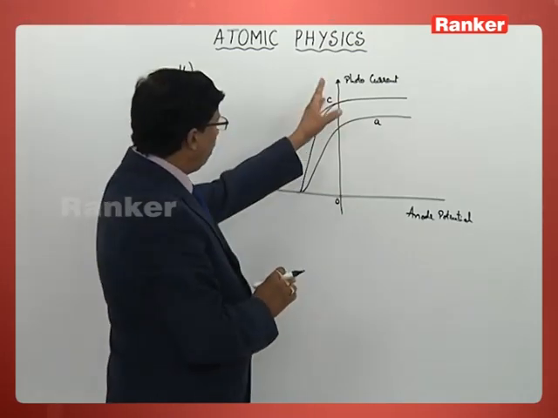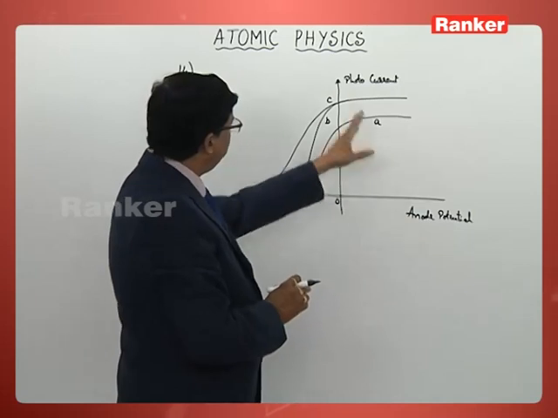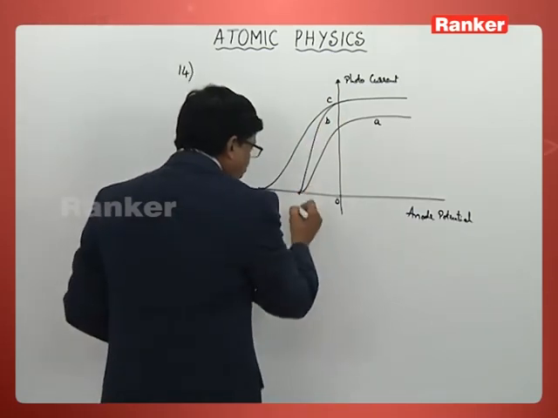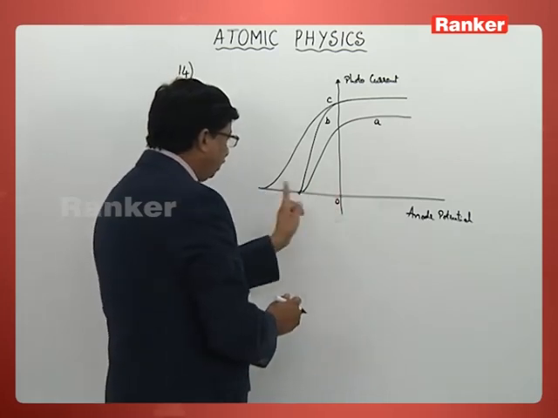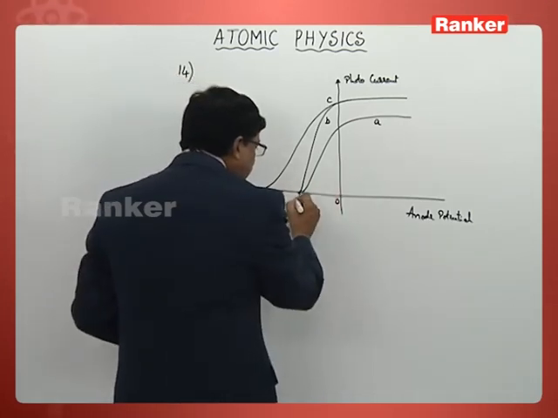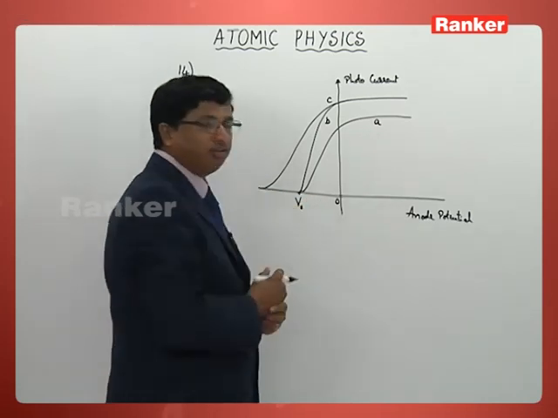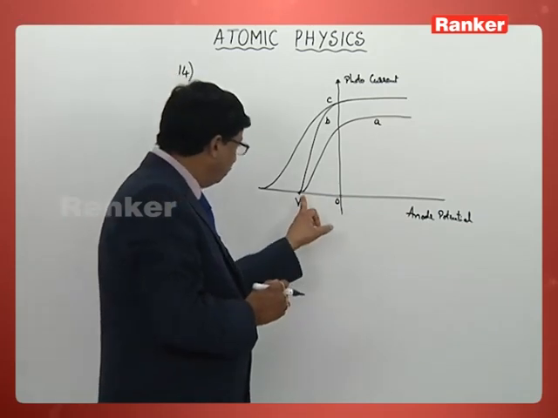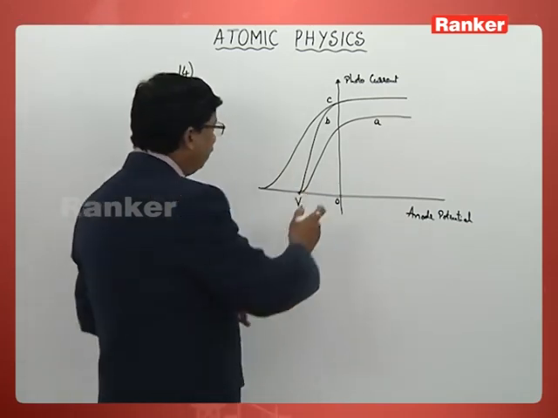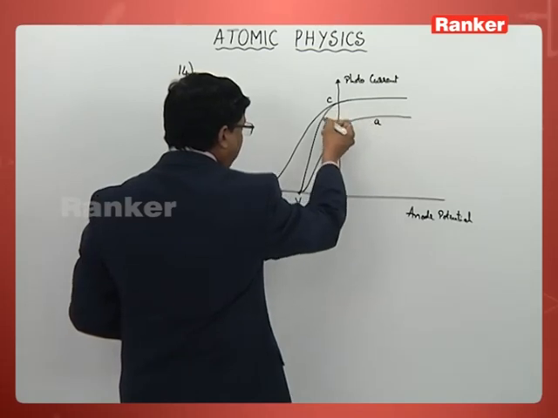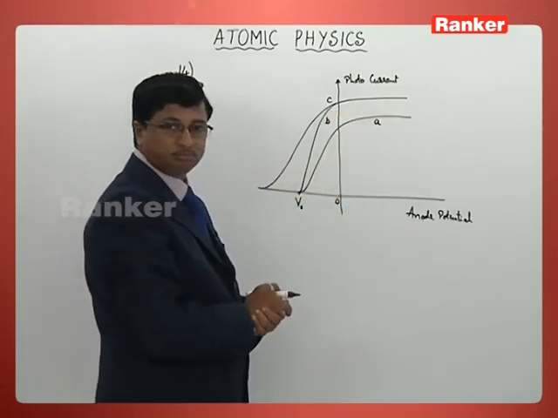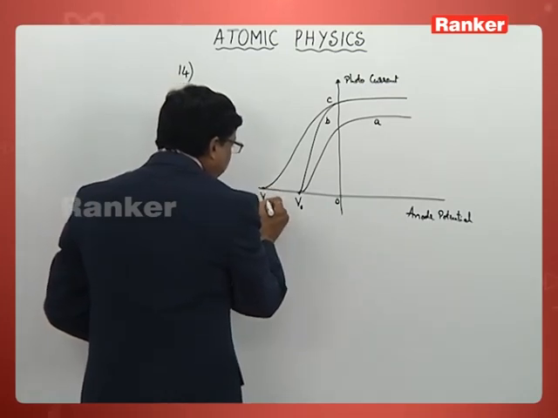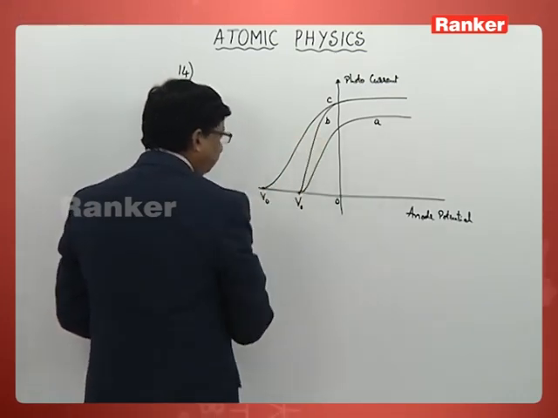In fact, when you plot a graph between anode potential and photoelectric current, the potential which you are getting towards the negative x-axis gives you stopping potential. So, you all can understand now, this is the stopping potential for the first curve as well as for the second curve. And this one is the stopping potential for the other curve, that is of C.